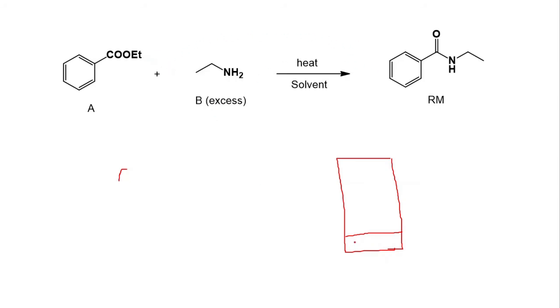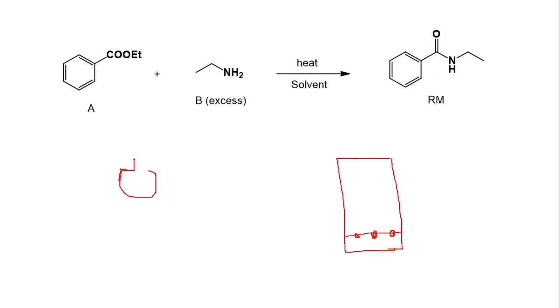So what you do, you spot A here. B you don't have to spot because it's already in excess. Anyway, it will show in the TLC plate. Then one more spot, this is CO, and another one is from the reaction mixture. Reaction mixture consists of what? It consists of everything, this plus this.